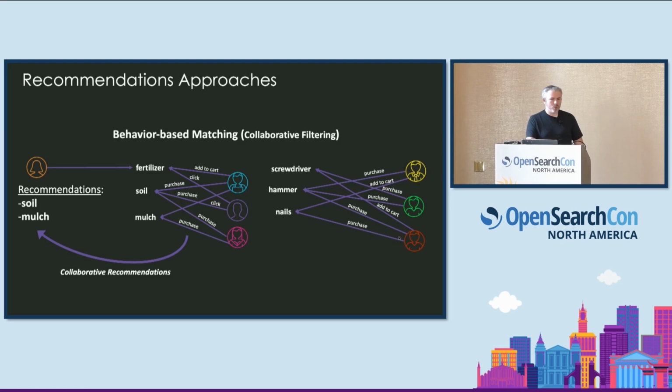And of course, we can use the user behavior. This is known as collaborative filtering. In this case, I maybe have somebody who searched for fertilizer. Other people previously who have looked for fertilizer and clicked on it or added it to their cart also looked for soil and mulch. Similarly, people who search for hammer also tend to search for screwdriver and nails. And so we learn that those things are related based upon how people interact with them.